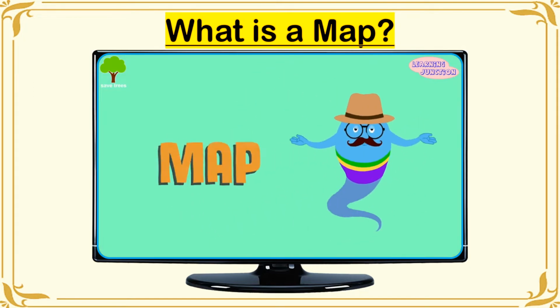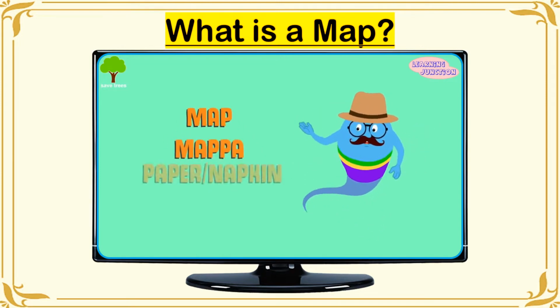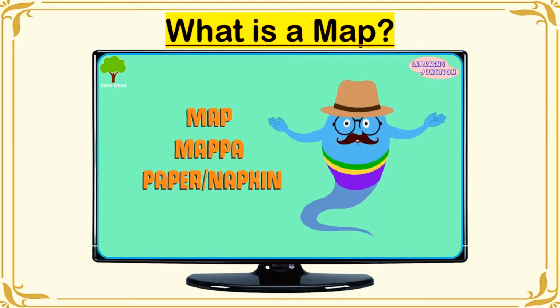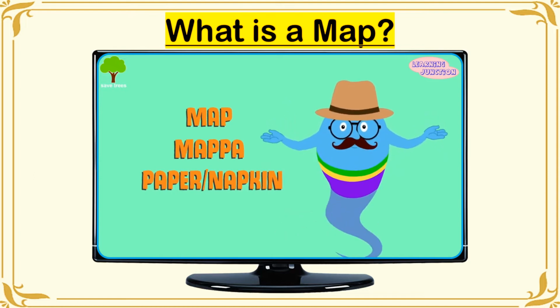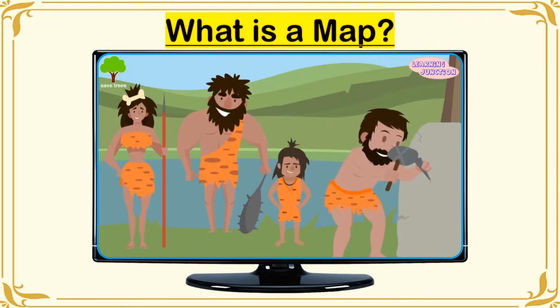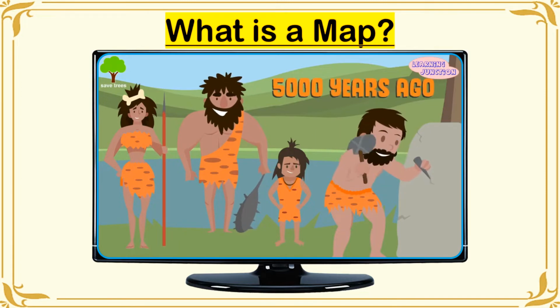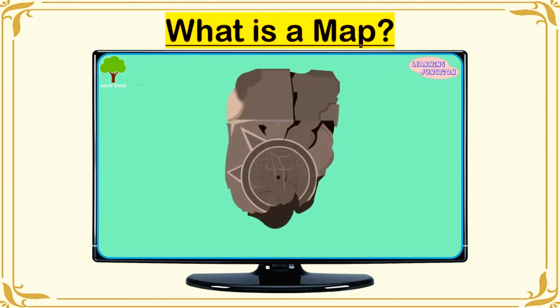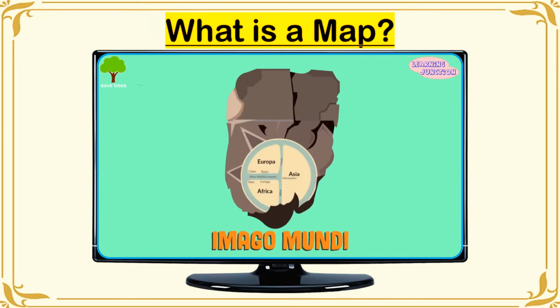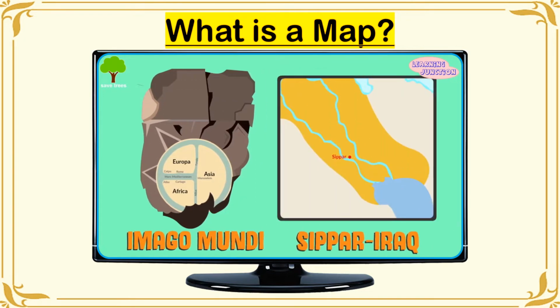The word map originated from the Latin word mappa. That means a paper or napkin. These were the materials the earliest maps of the world were drawn on. The history of mapping can be traced to approximately 5,000 years ago. Guys, this is the Imago Mundi. It is considered the oldest surviving world map. It was found in a town called Sippar in Iraq.